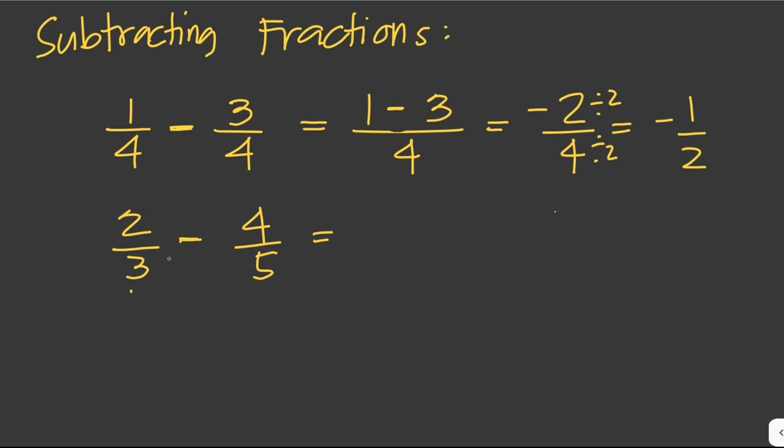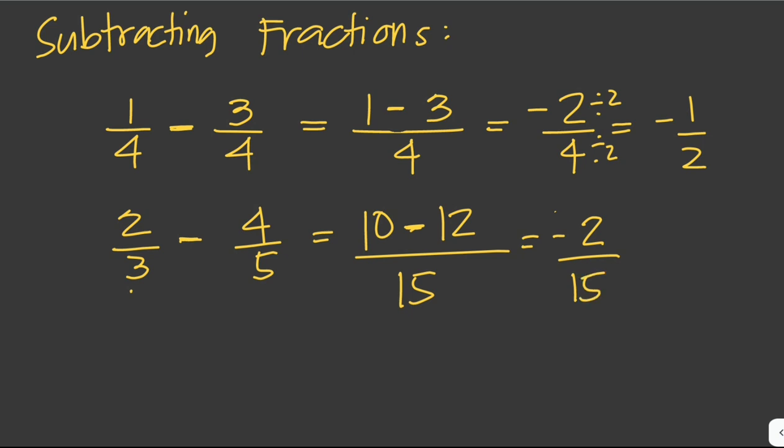Okay, how about this one? 2/3 minus 4/5. We get the LCD, which is 15. 15 divided by 3 is 5. 5 times 2 is 10. Copy the operator sign, minus. 15 divided by 5 is 3. 3 times 4 is 12. So this is negative 2 over 15.